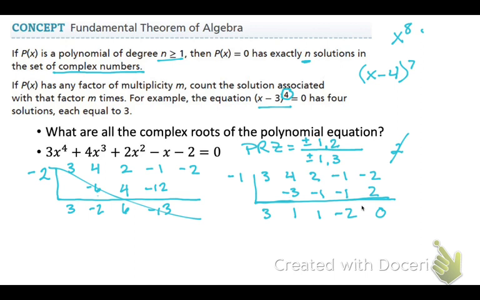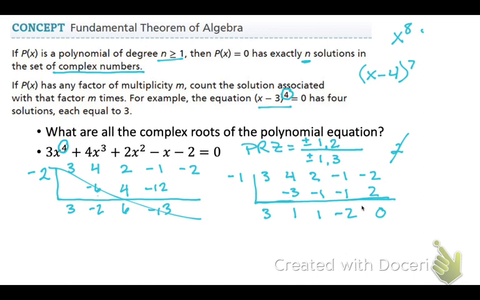Okay, so I'm now down from x to the 4th to x to the 3rd, okay? And I don't think this is going to factor by grouping, do you? I got 3 and negative 2. That's not going to factor out to something nice, is it?